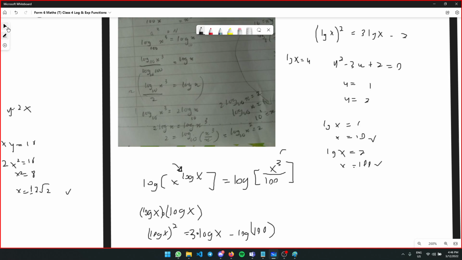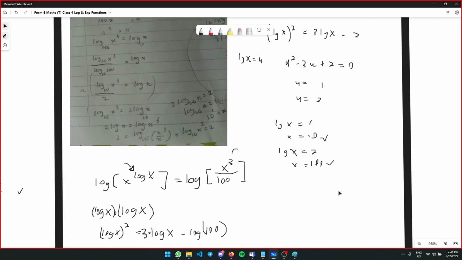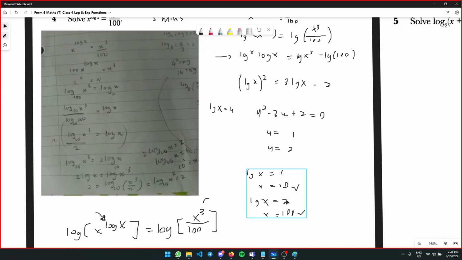So you get two answers. How do you test these answers? You just put that value back inside the equation, so you can try it out. Let's say it's x^(log x) equals 10 to the power of 3. Let's try the left hand side and the right hand side.